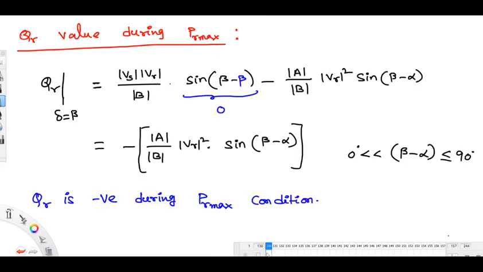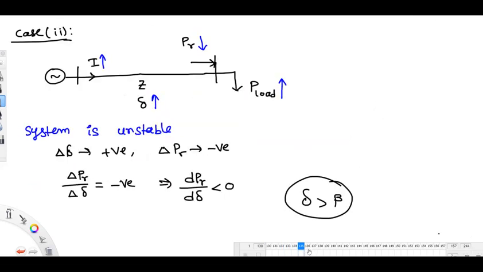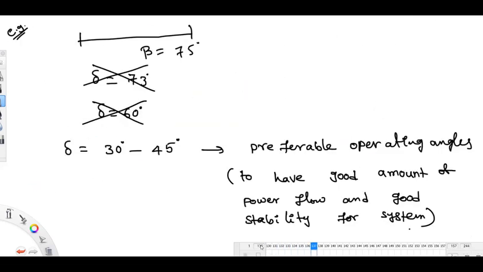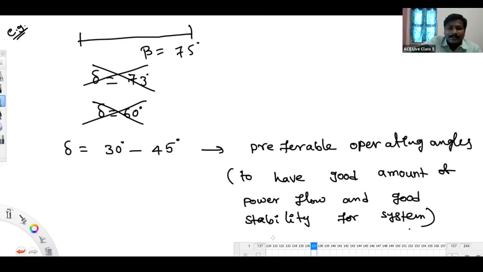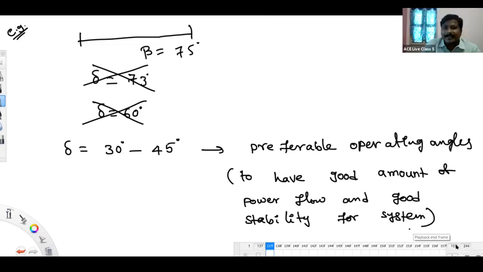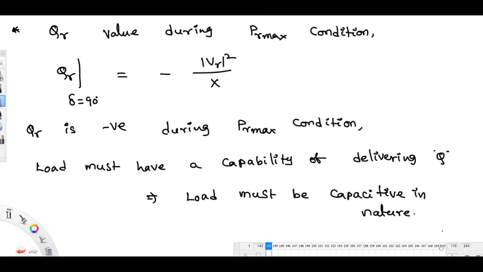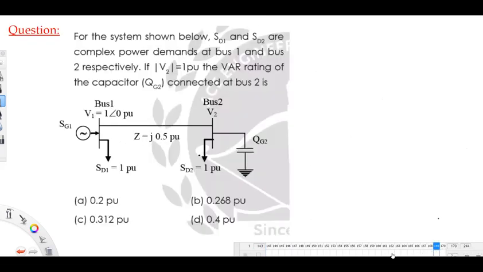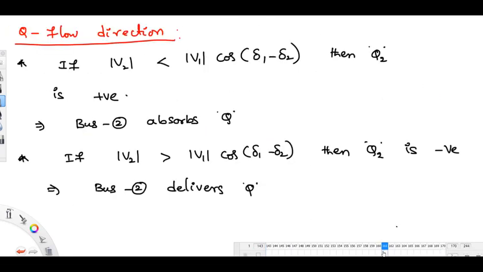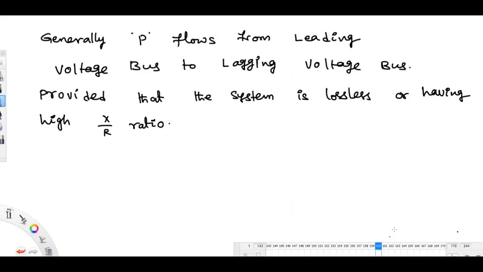Sir, I didn't understand how you relate the high X by R ratio in power flow. We have discussed a lossless transmission line, right? That's the reason I am saying for high X by R ratio systems. Before that high X by R ratio, you have written one statement that the system is lossless. To indicate that, you are mentioning high X by R ratio, because R is low, so the system will be lossless. Okay, that's it.